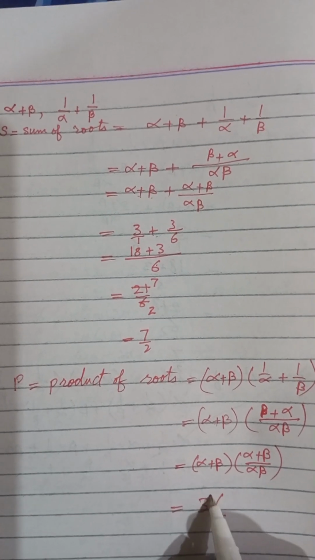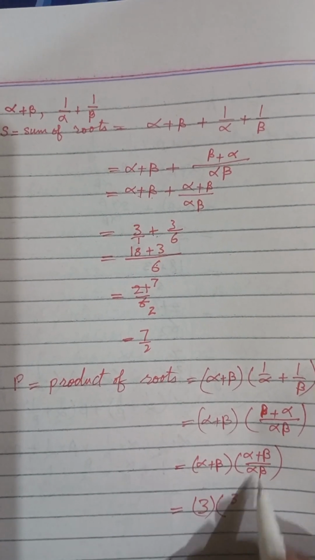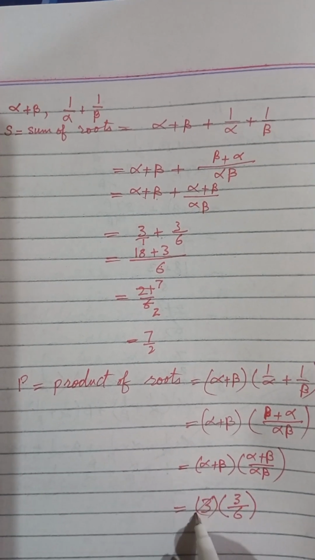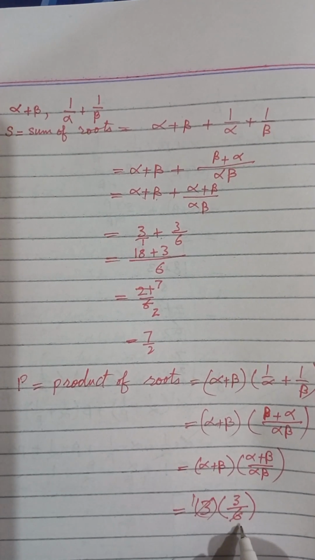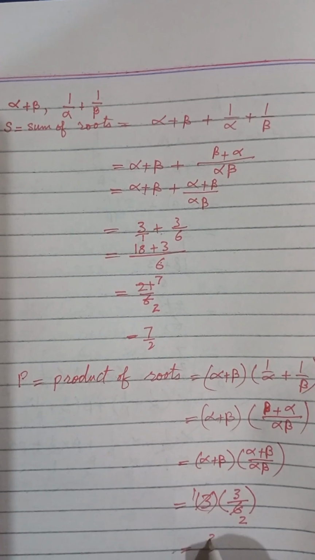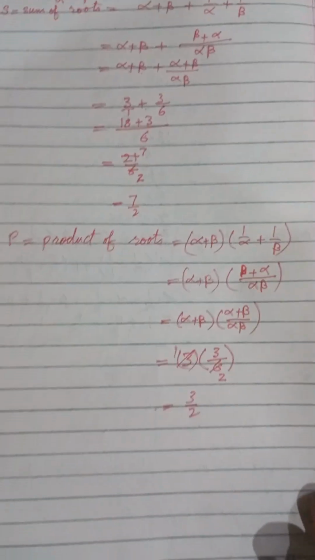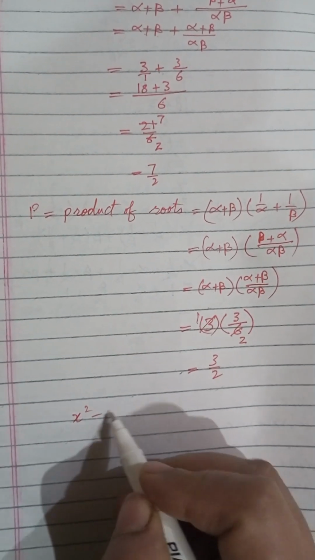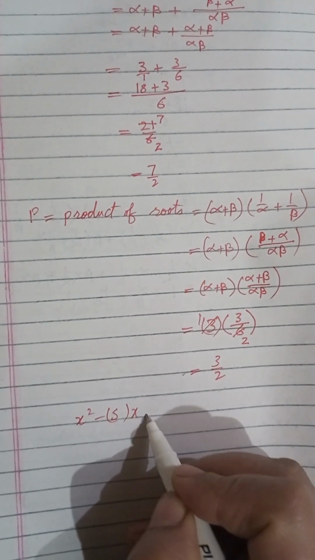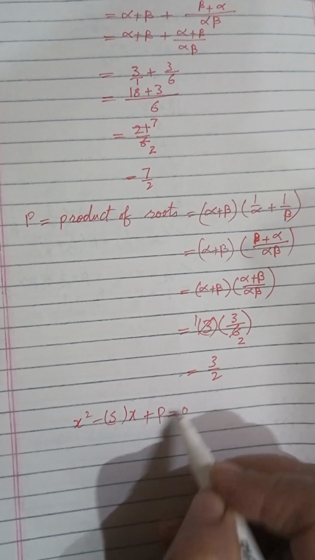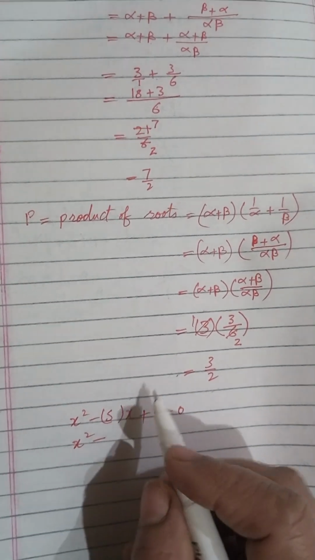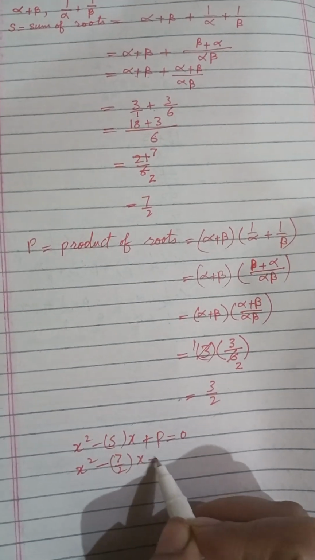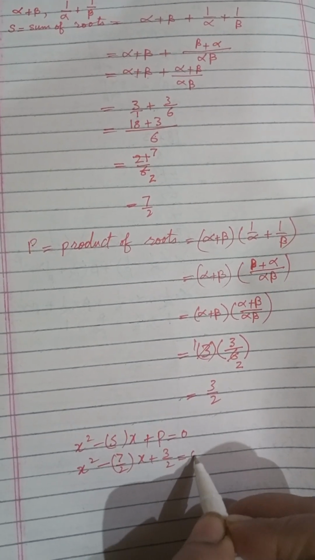We know that alpha plus beta, the sum of the roots of the given equation, is equal to 3, and the product of the roots is equal to 6. 3 1s are 3, this can cancel. 3 2s are 6. 3 by 2 is the product of the roots of the required equation. So the formula is x square minus sum of the roots into x plus product of the roots is equal to 0. x square minus sum of the roots, which is 7 by 2, into x plus product of the roots, 3 by 2, is equal to 0.